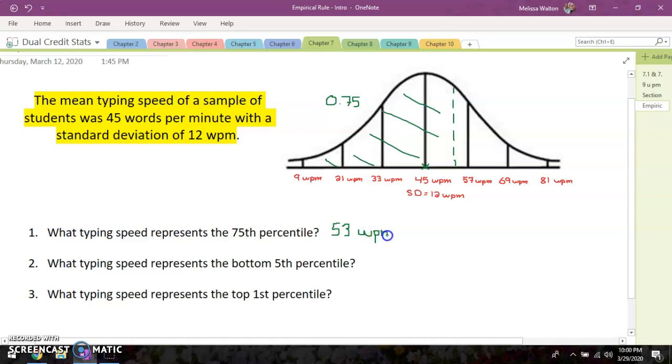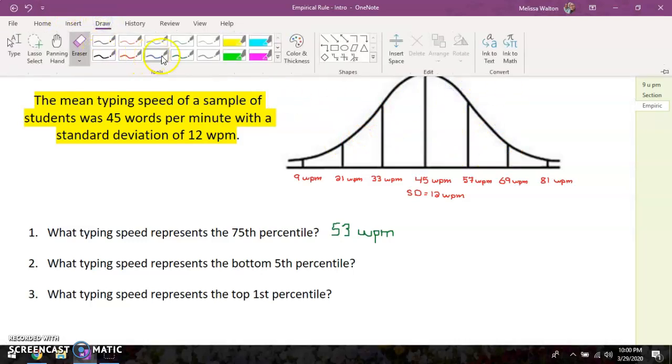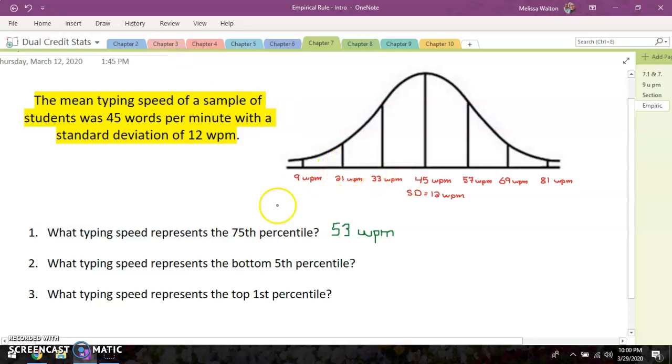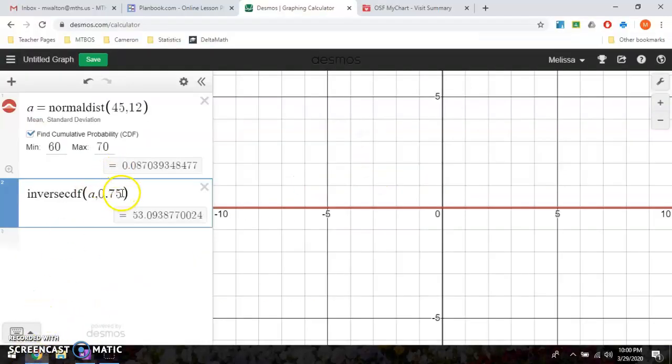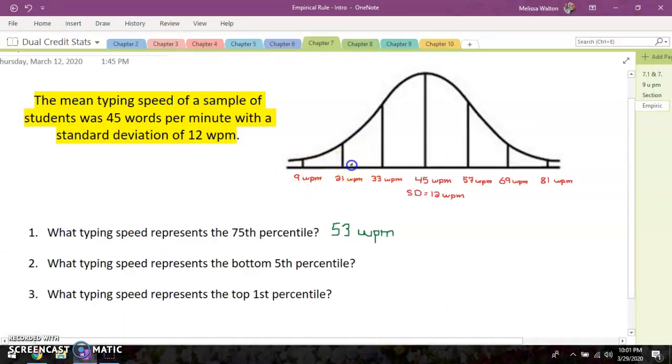All right, now let's look at another one. What typing speed represents the bottom 5th percentile? Well, that would be all the way down somewhere in here. It's probably going to be somewhere in here-ish. So bottom 5th percentile instead of 75th percentile, 0.05. And that would be a typing speed of 25 words per minute. So 25 words per minute goes right in here.